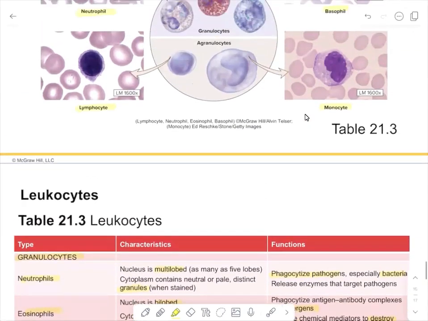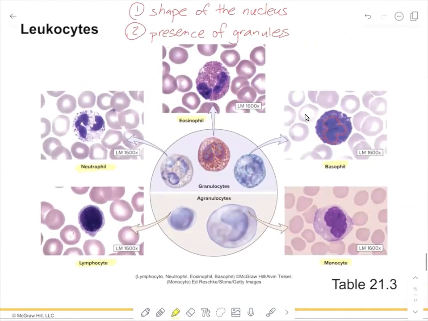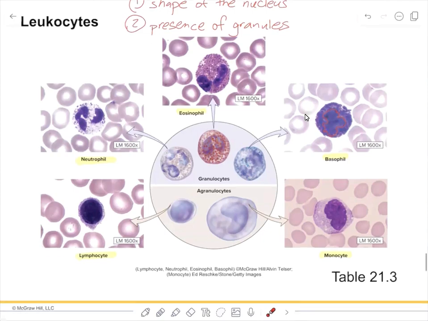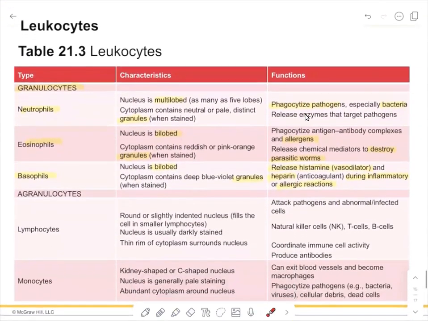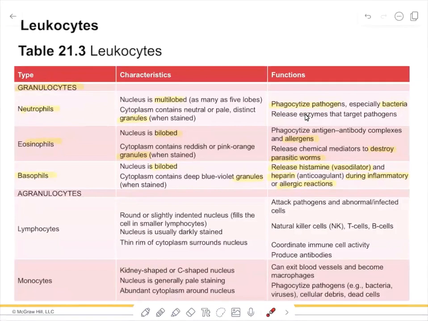So let's go back and look at those three granulocytes. The neutrophil is the most common one, and it looks like it has many partial nuclei. The eosinophil is going to be bilobed, and the basophil is going to be difficult to tell the shape of the nucleus, although it is bilobed.